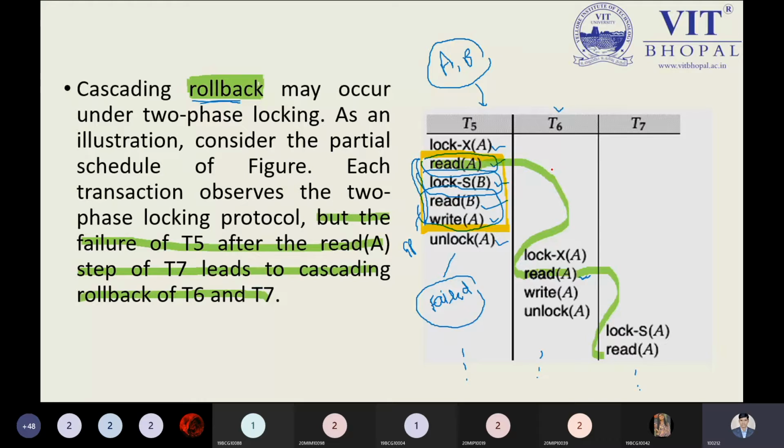Cascading rollback is telling us there is a cascade. The cascading is step by step, one on another. So cascading rollback may also occur inside two-phase locking. As you can see in the diagram: lock X A, read A, lock X B, read B, write A, and unlock A. In transaction T5, I'm using the growing phase and shrinking phase. And in the other two transactions respectively, I'm having the A data item followed by the exclusive lock and shared lock.